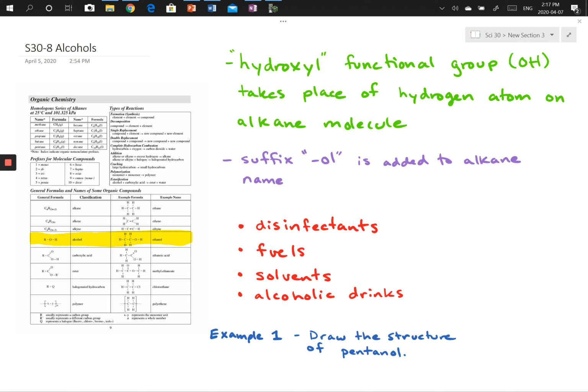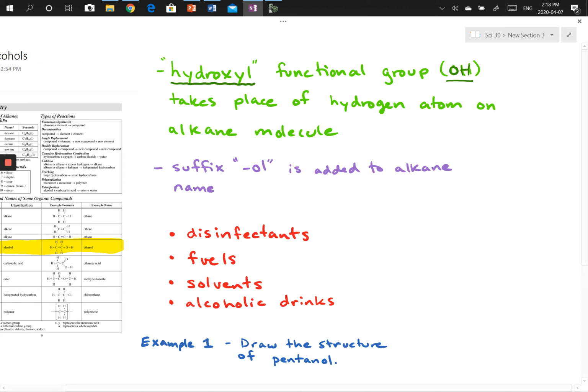I can take a hydrogen off of an alkane molecule, and I can replace it with what is called a hydroxyl functional group. It is an oxygen bonded to a hydrogen, and we've seen this before. This OH. We cannot confuse this with a hydroxide ion. That's the part of a compound that will give a solution basic properties. So the hydroxyl group is not a hydroxide ion. Okay.